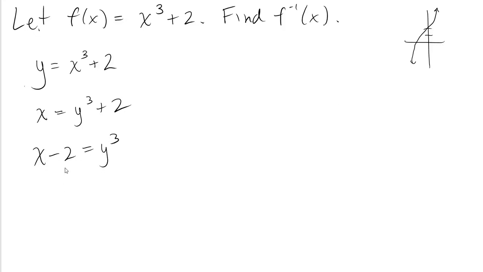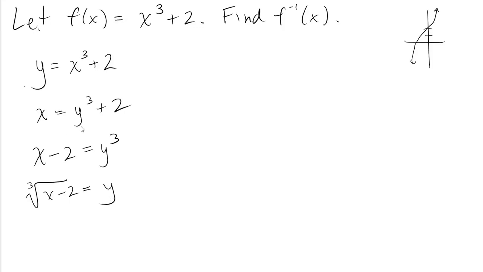Then we use extraction of roots, and because this is an odd index, we don't need to put a plus or minus. And we get that y equals the cube root of x minus 2. But here's the confusing thing, y can't really be equal to both of these. We've abused the notation here.